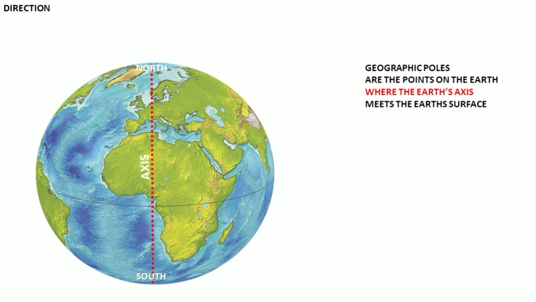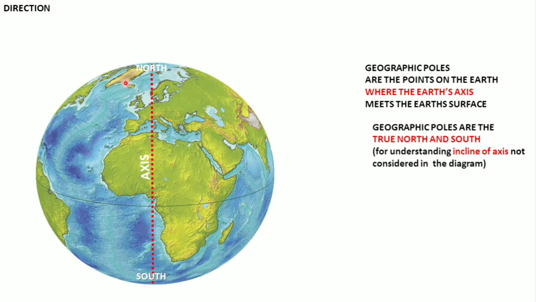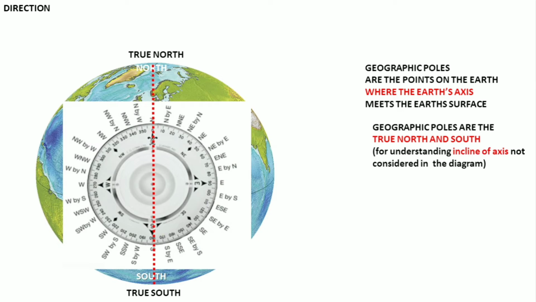Geographical poles we have already talked about earlier: wherever the axis meets the Earth's surface, the 2 points are north and south. I have omitted the incline here just for understanding; incline will come later on when we get down to astronomical navigation. And as I said, true north and true south are the 2 points where the axis meets. A compass arrow is designed to be pointing towards north.